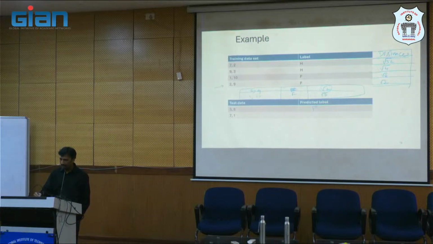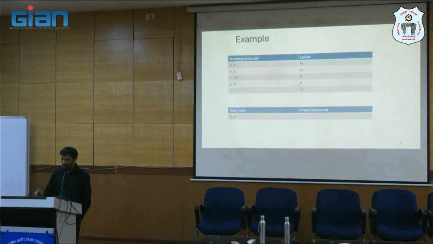So if you do the same exercise for 7,1, you may get healthy, right? Because of the location. So now I want you to do the same exercise, but the test data point is the same. In the training data set, I got one more data point. I want you to now reanalyze and tell me what is the label of this test data point. Yeah. Just calculate the distance.